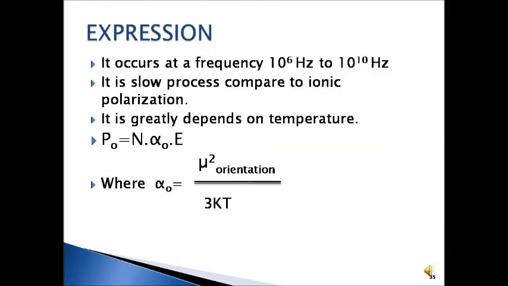Orientation polarization occurs at a frequency 10 power 6 Hz to 10 power 10 Hz. It is slow process compared to ionic polarization. It greatly depends on temperature. The expression for orientation polarization is given by P naught is equal to N alpha naught E, where alpha naught equal to mu square by 3 kT.